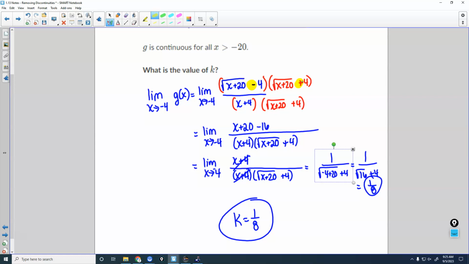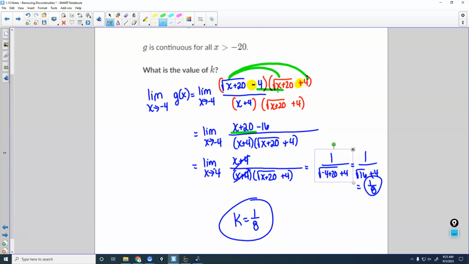Okay? And then so when we distribute right here, we are doing square root of x plus 20 times square root of x plus 20. That gives us this x plus 20. We'll do the outside, and it'll give us positive 4 square root of x plus 20, but then we'll do the inside, which will give us negative 4 square root of x plus 20.